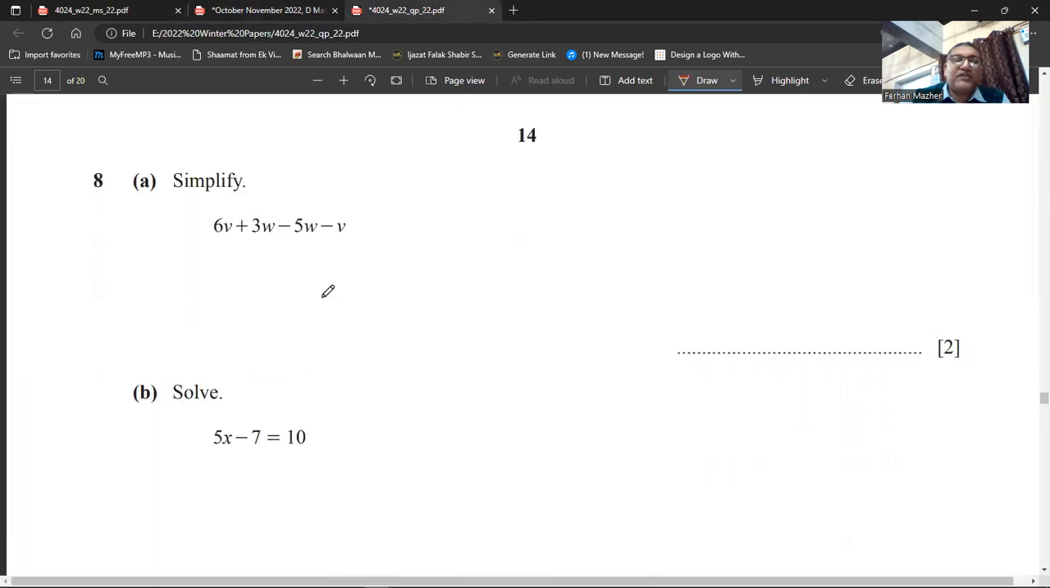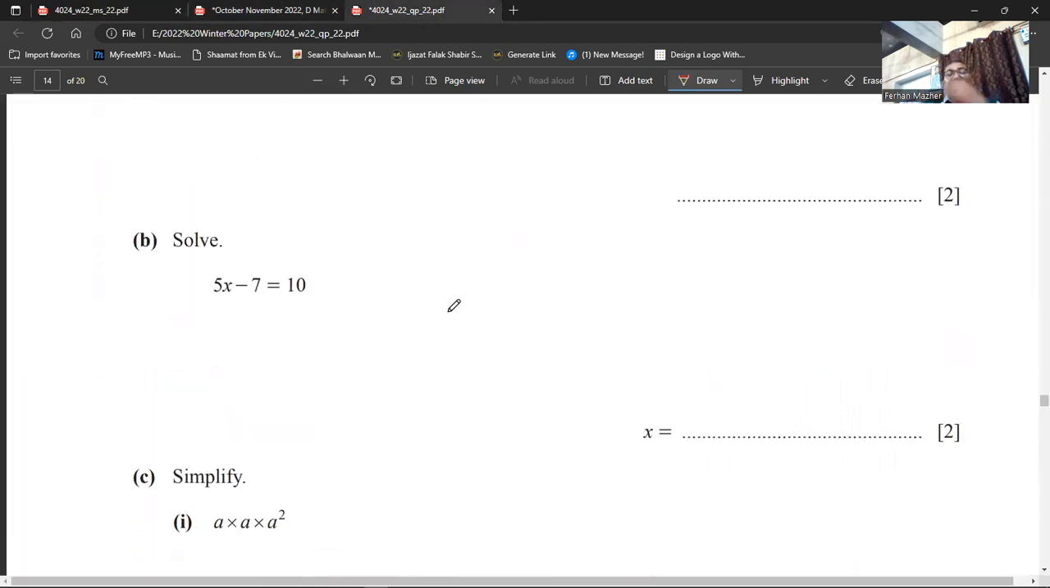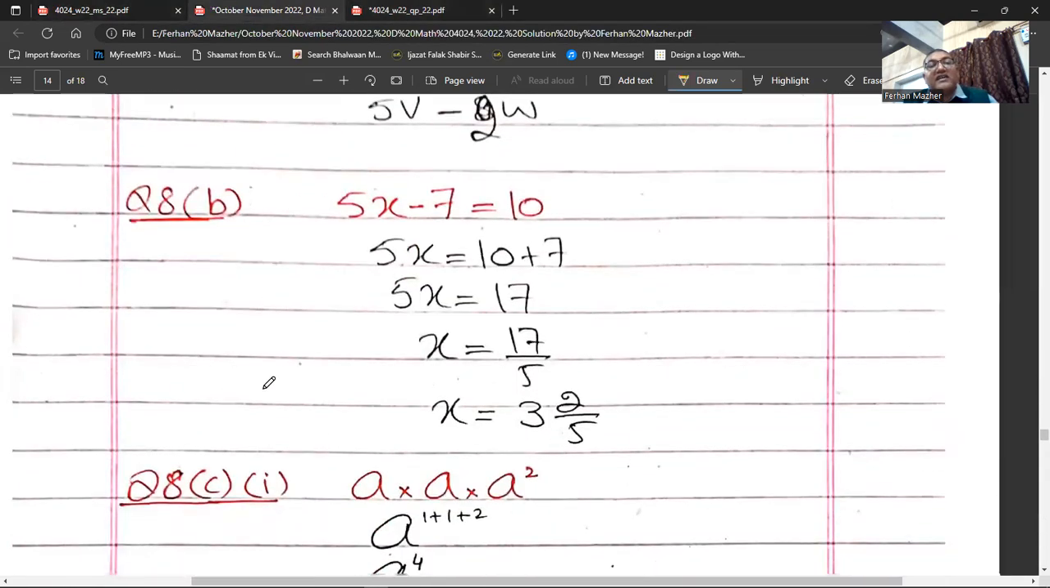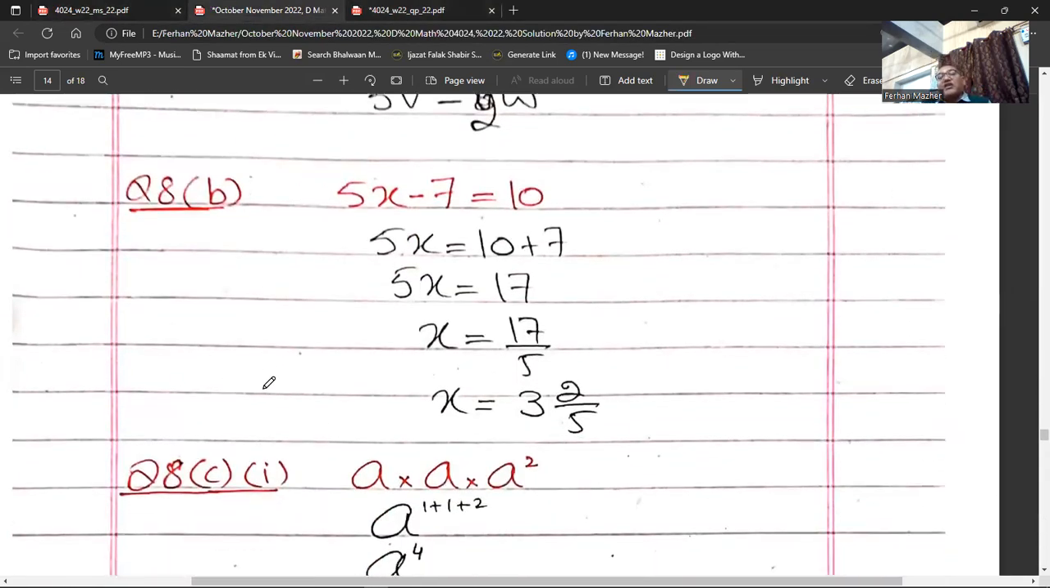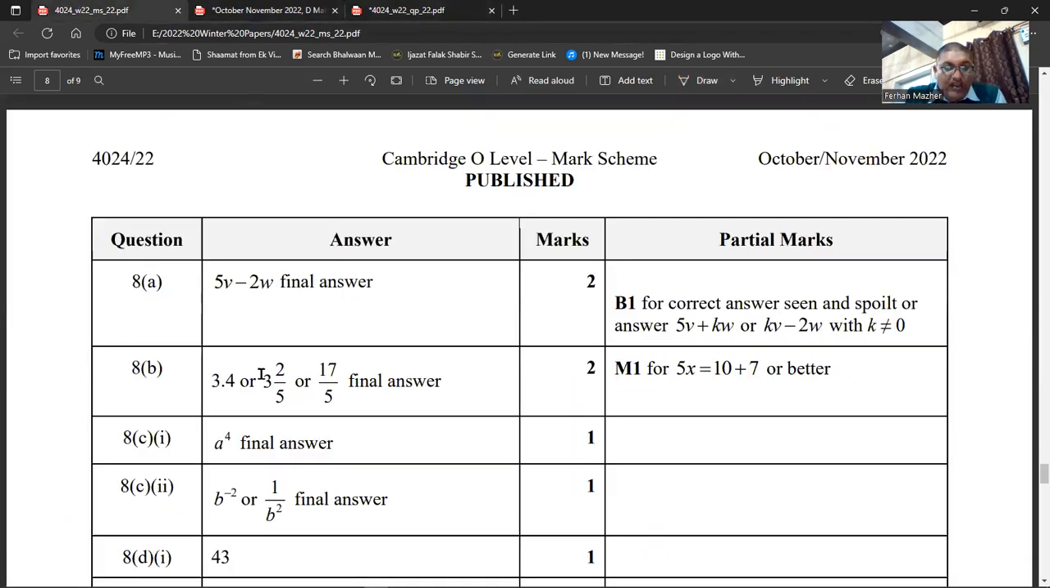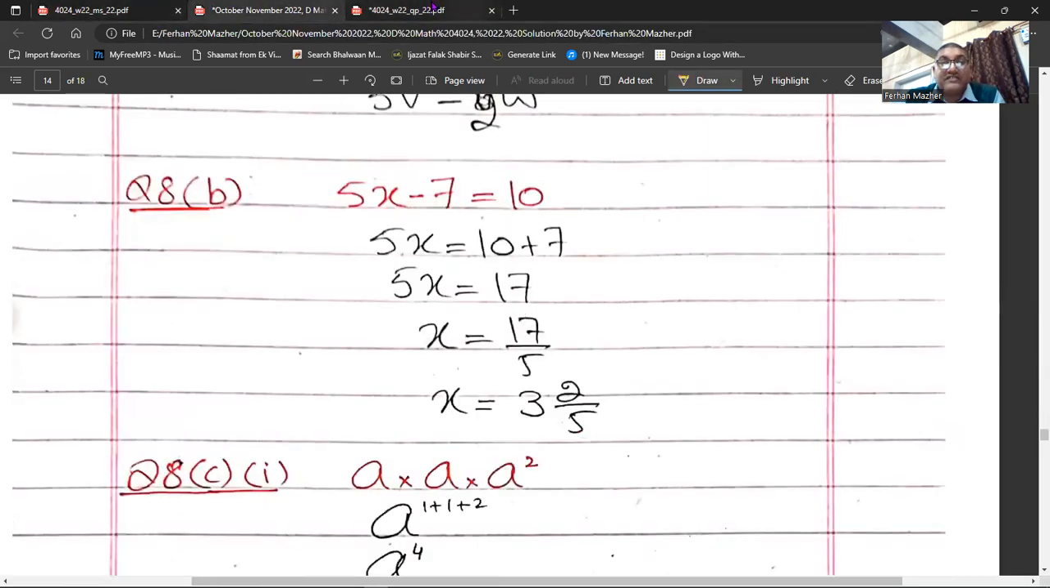5V minus 2W is the right answer, sir. This is the solution. Here we go. Then he says, question number 8, B part, solve: 5x minus 7 equals 10. So I will make x the subject of the formula here, and automatically you get the value of x. So 5x is equal to 10 plus 7. 5x is equal to 17. x is equal to 17 by 5, and x will be equal to 3 whole 2 by 5. 3 whole 2 by 5 is the right answer, sir. 3.4, which means in decimals.